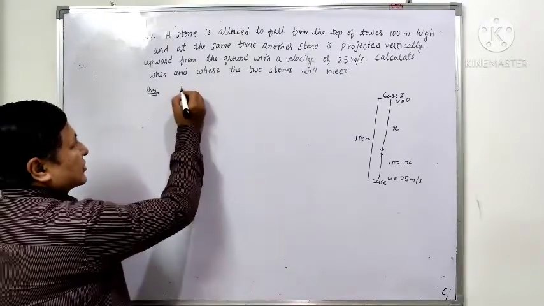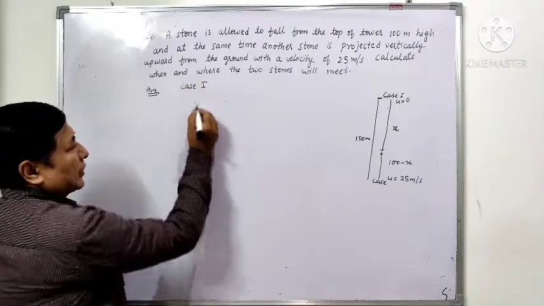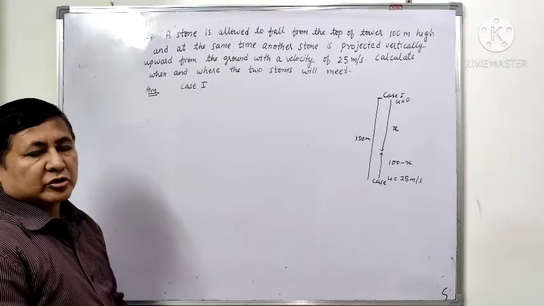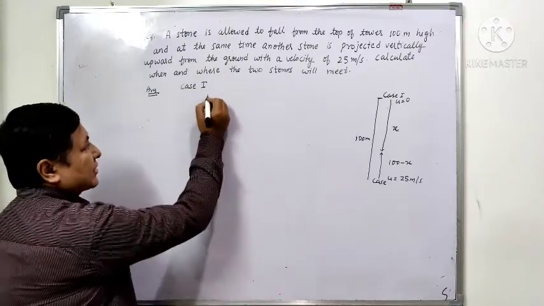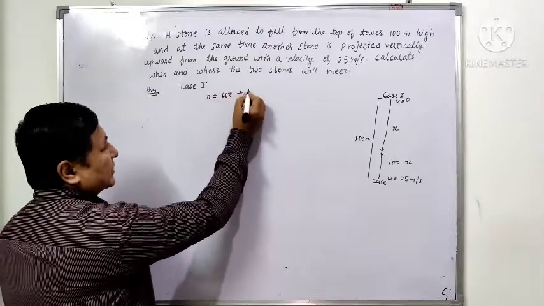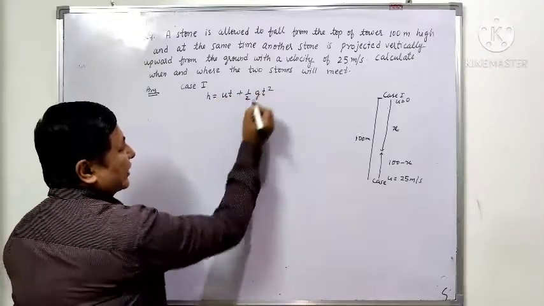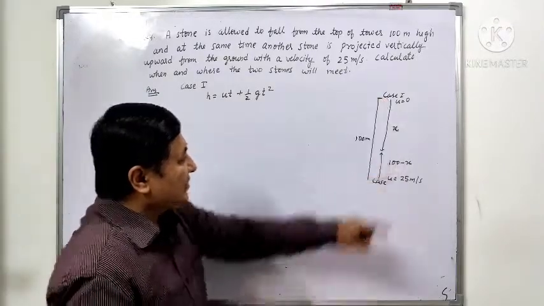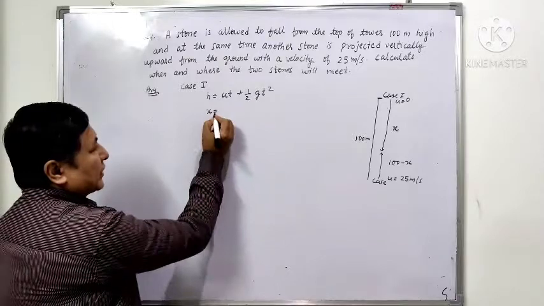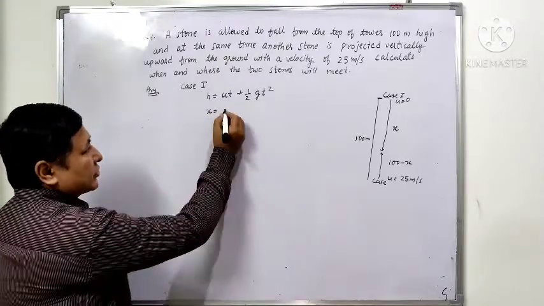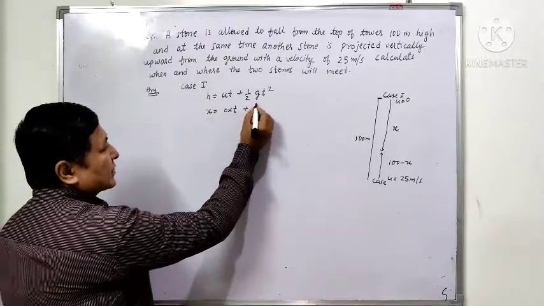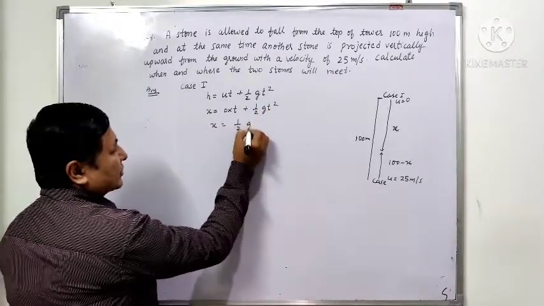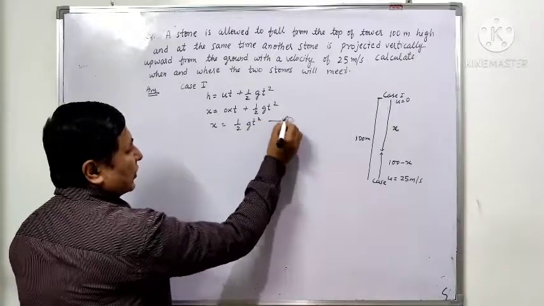Now in this first case, the initial velocity is 0. So we will use the second equation of motion, h equals ut plus half gt square. What is the h here? The distance traveled by this is x. So x equals u, the initial velocity is 0, so 0 into t plus half gt square. So x equals half gt square. This is equation number 1.